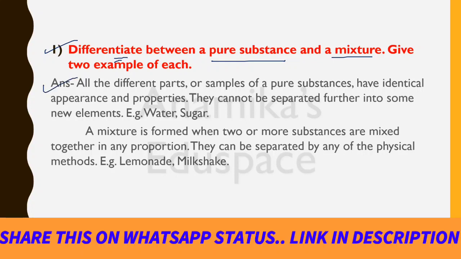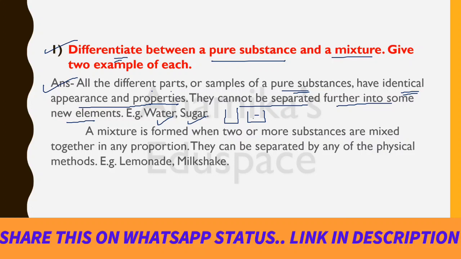Now the answer goes as: all the different parts or samples of a pure substance have identical appearance and properties. Clear? They cannot be separated further into some new elements. For example, water and sugar. Sugar is clean and it cannot be separated, and water is also clean, it cannot be broken down or separated into other elements. So these are known as pure substances. When no other element is present in a single substance, then it is known as a pure substance.